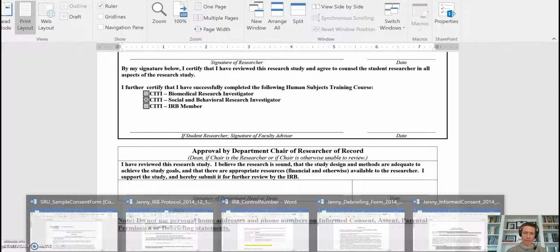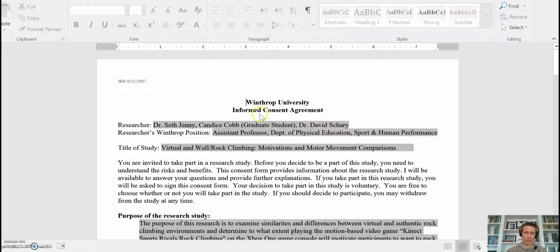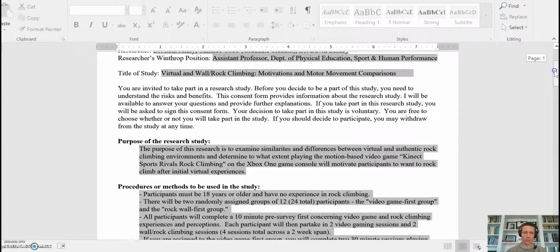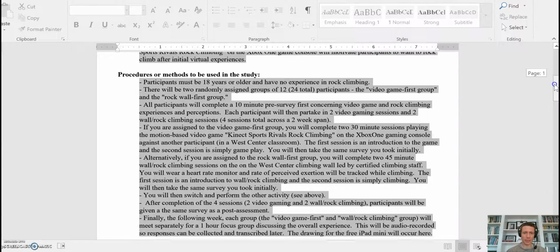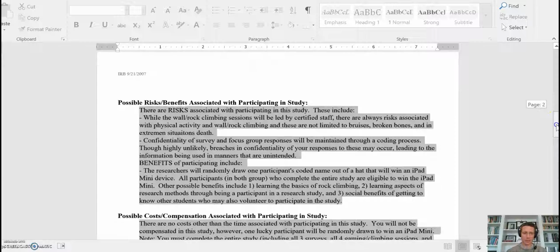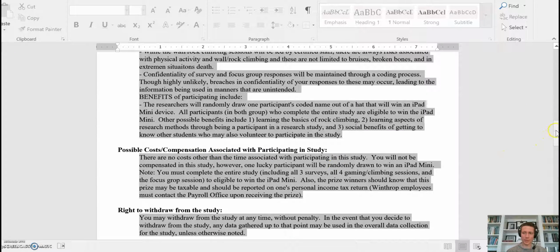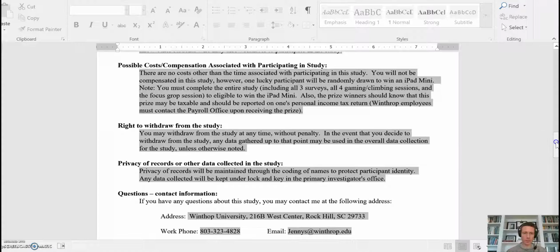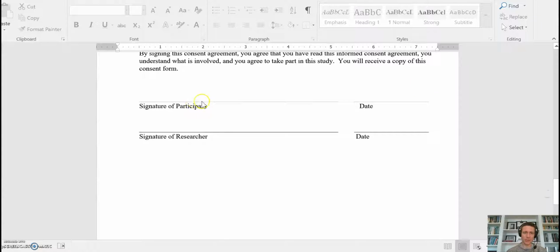So let's take a look at the informed consent. And here it is. It's 3 pages. Lists the researchers, the title, purpose of the research, the procedures. Some of this is taken from the IRB application. The number of questions in the survey, how long will it take? Possible risks associated with this study. Was there any compensation or costs? Your right to withdraw from the study, that should always be listed in the consent form. Privacy of records, and then contact information for people if there's any problems, and then the participant signature.